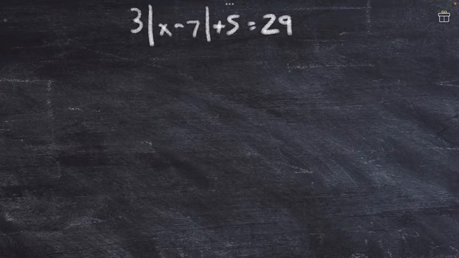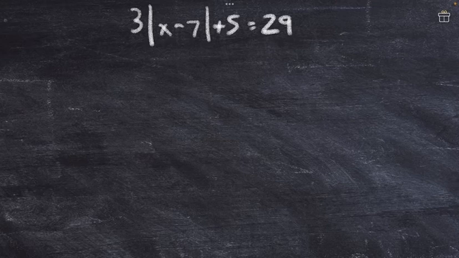Okay, here we want to work another absolute value equation, and we want to point out a mistake that's often made. We won't make it, but people often make this mistake. We have 3 times the absolute value of x minus 7 plus 5 is equal to 29. And what we want to do is find out and isolate x. What is x that will make this equation true?